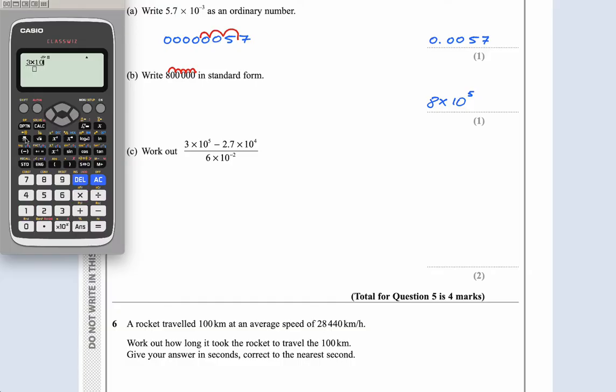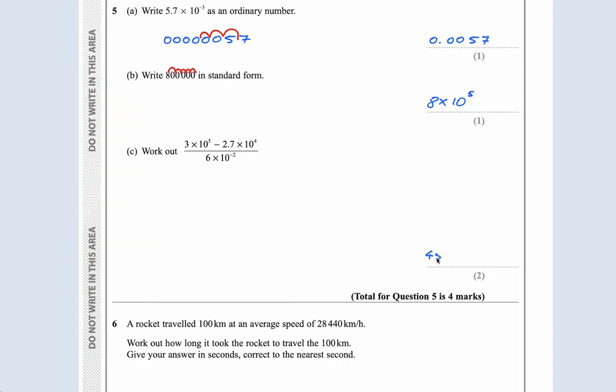3 times 10 to the power of 5 minus 2.7 times 10 to the power of 4 over 6 times 10 to the power of negative 2, which is this: 455,000. He doesn't say write your answer in standard form, so that's perfectly fine.